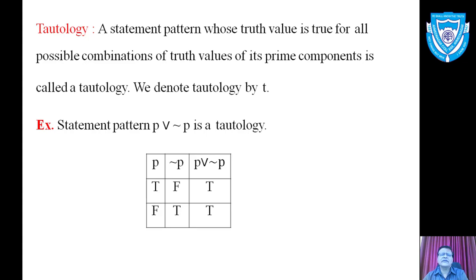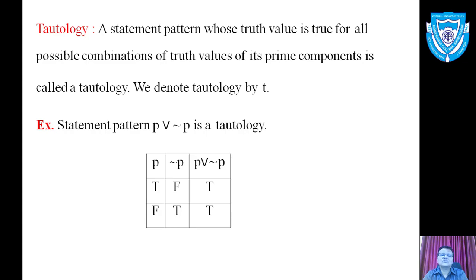Once again I will read it and explain it. A statement pattern whose truth value is true for all possible combinations of truth values of its prime components is called a tautology. We denote tautology by small letter t. I will explain this definition with the help of one example. Statement pattern P or negation P is a tautology.